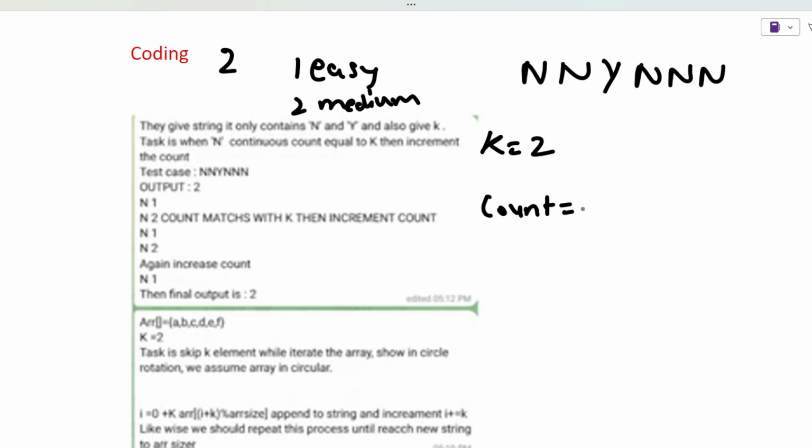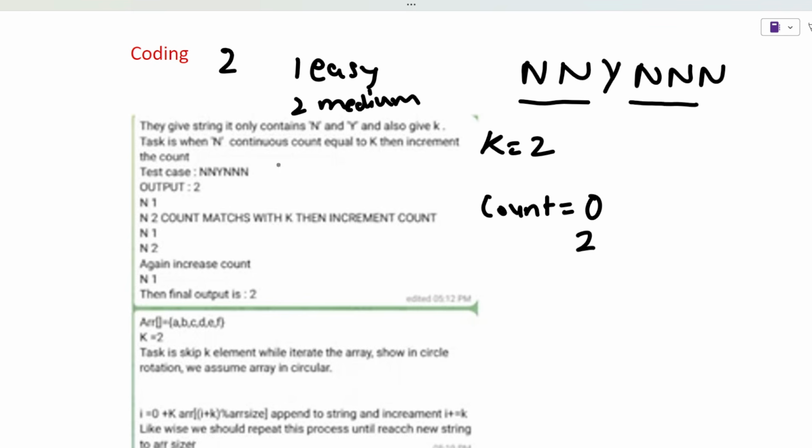Now, when will this count variable be incremented? It will be incremented when it encounters two consecutive n's. Let's suppose here two consecutive n's are coming. Now you start from here, then again two consecutive n's are coming, right? So here the count will be 2.